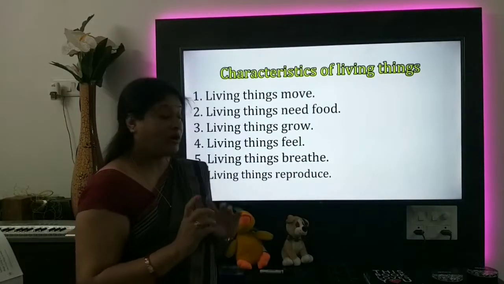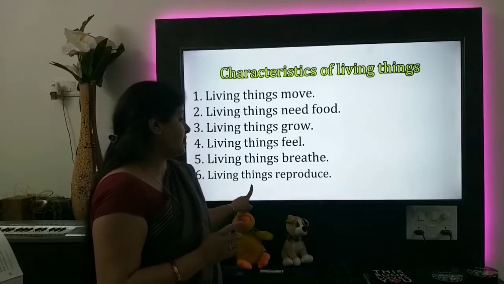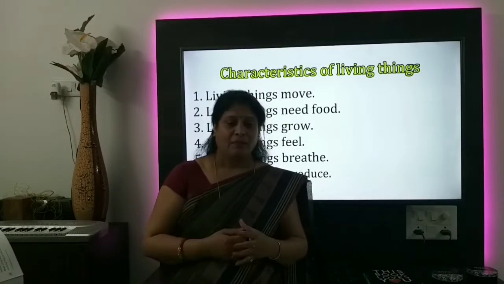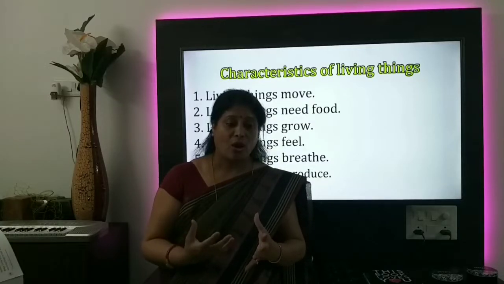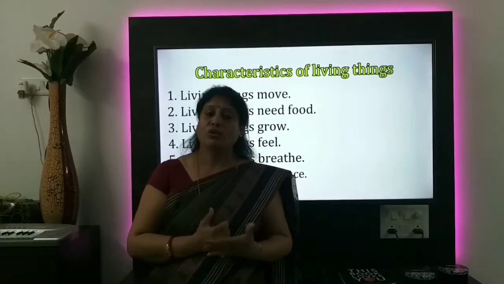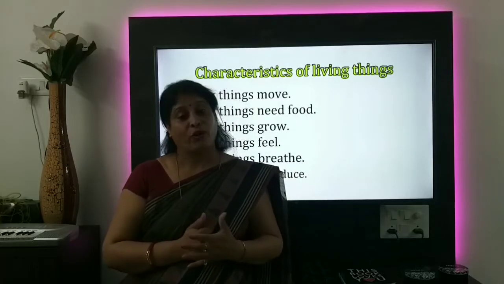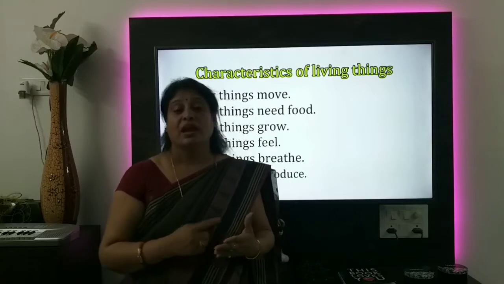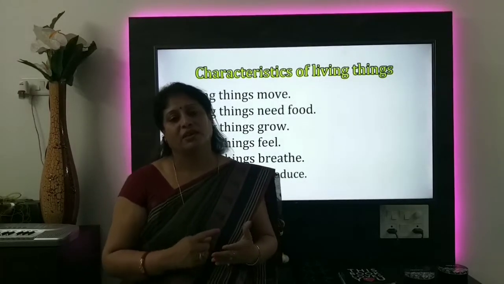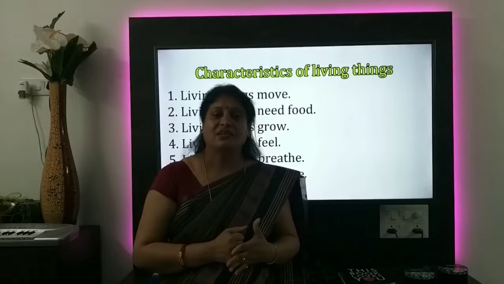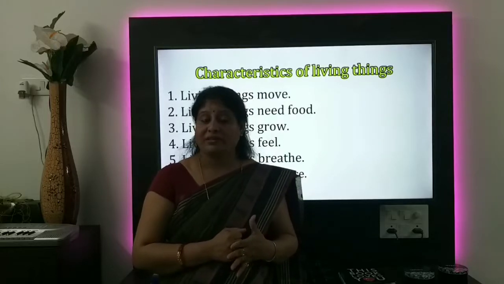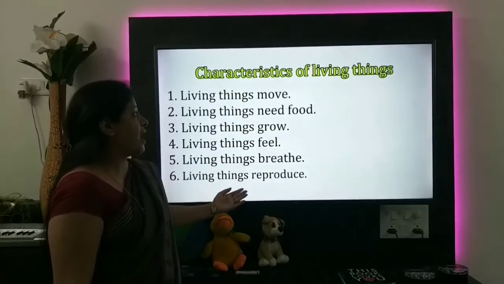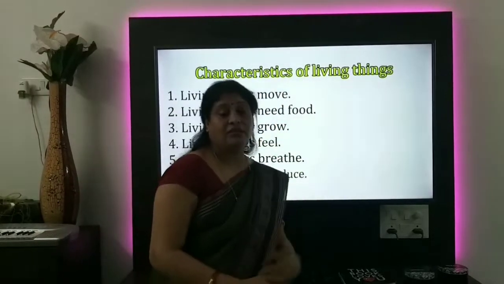So children, our next point is living things reproduce. Okay children, a bird lays eggs. Baby birds come out of these eggs. Most new plants grow from seeds. Human beings and animals like cows and dogs give birth to their young ones. So children, only living things reproduce. Non-living things cannot reproduce. So children, all these are characteristics of living things.